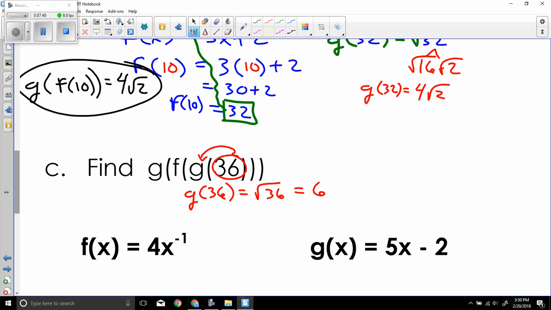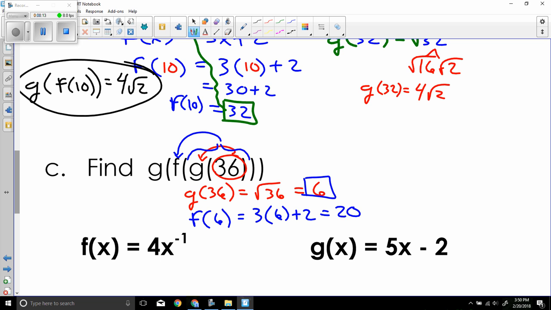Well, okay, now it's like this 6 right here takes on this entire value. And I know I need to take that value and plug it into f. Okay, f then now of 6 equals, well, what's that? That's 3 times 6 plus 2. Which if I do that math, that's 18 plus 2, I think that's 20.